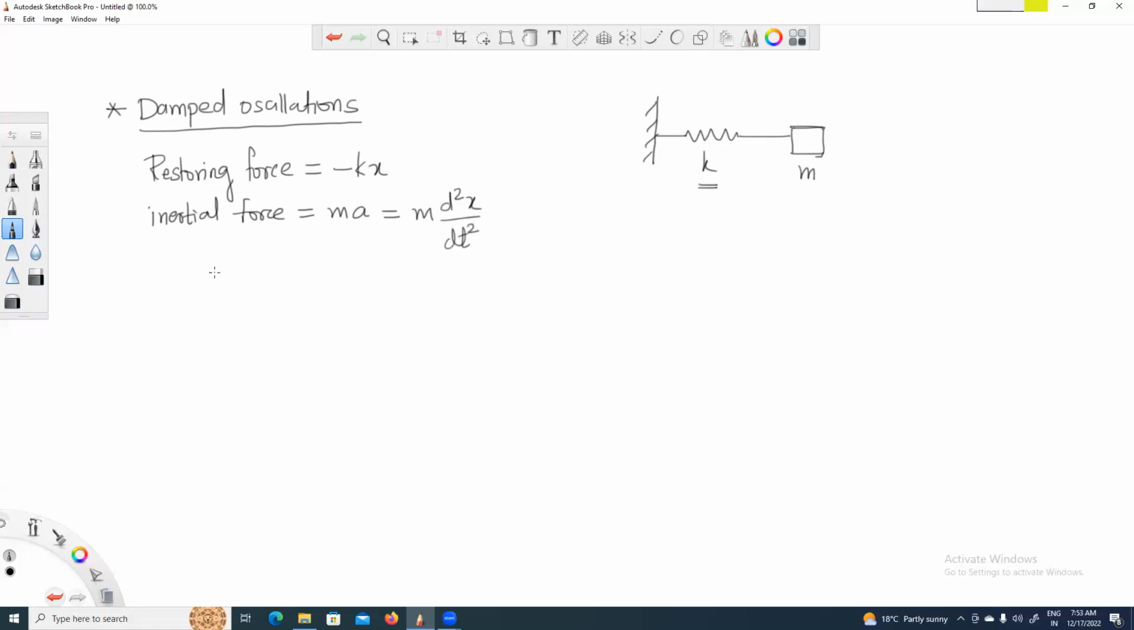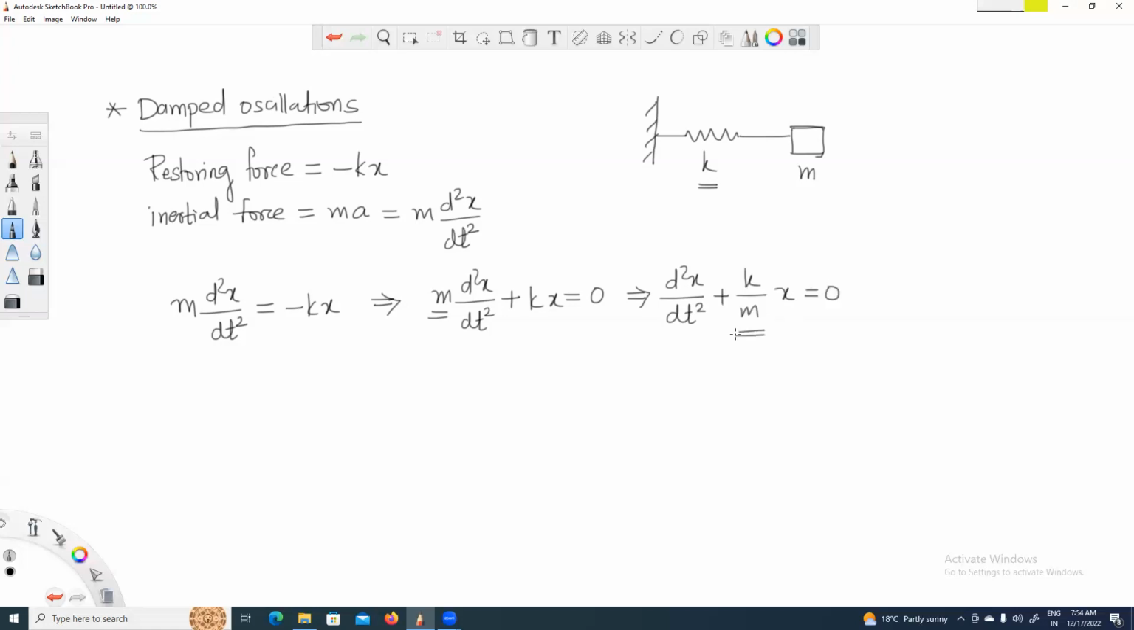So what we get here by force balancing is the differential equation for the simple spring-mass system. If we equate these forces, we get m d2x upon dt square, which is the inertial force, equals minus kx, which is the restoring force. This leads to m d2x upon dt square plus kx equals 0. If you divide this differential equation by mass m, obviously mass not being 0, we get d2x upon dt square plus k over m times x equals 0.